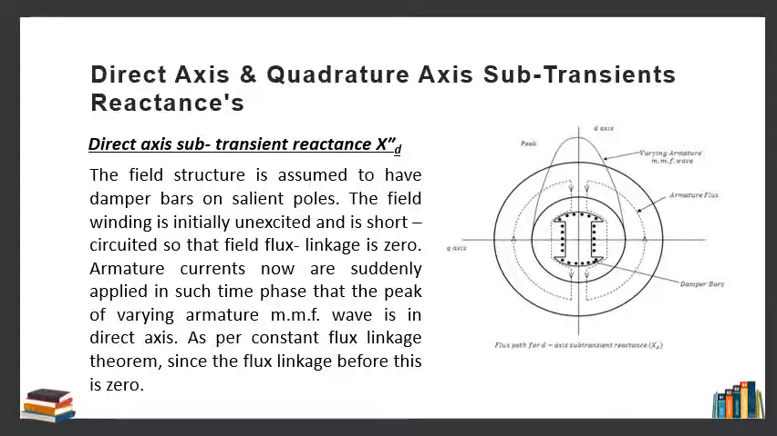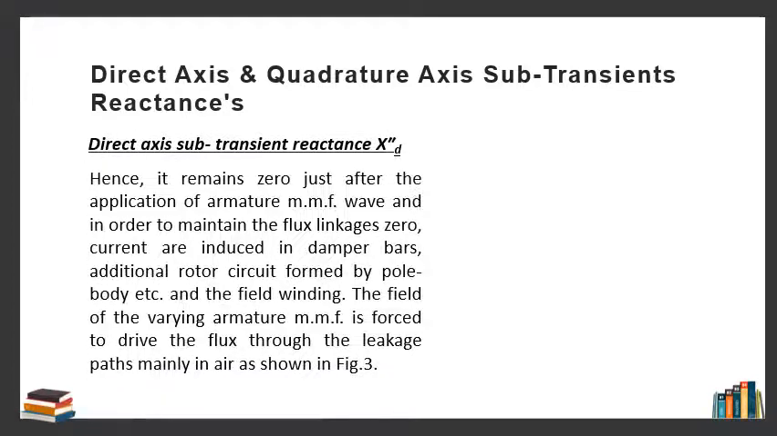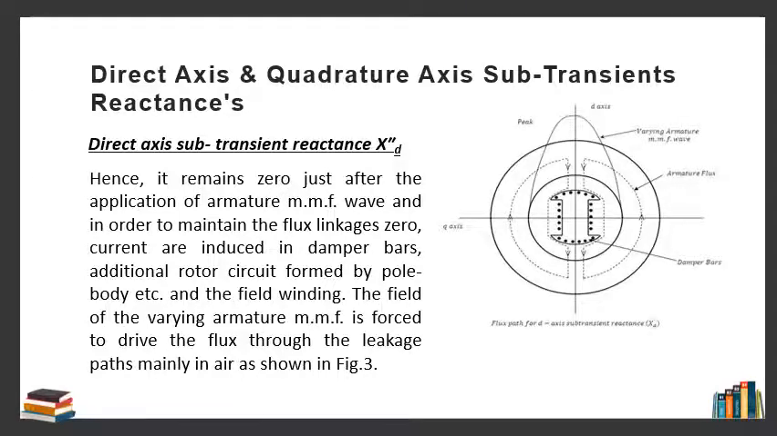The armature currents are now suddenly applied in such time phase that the peak of the varying armature MMF wave is in the direct axis. As per constant flux linkage theorem, since the flux linking before this is zero, it remains zero just after the application of armature MMF wave, and in order to maintain the flux linkage zero, the currents are induced in damper bar and the additional rotor circuit formed by the pole body, etc.